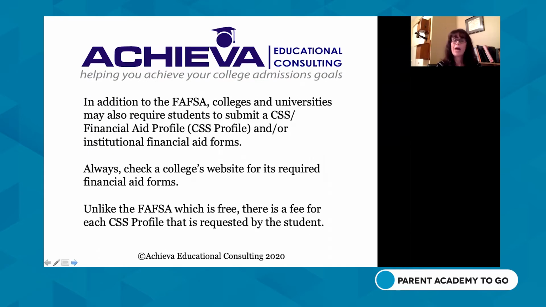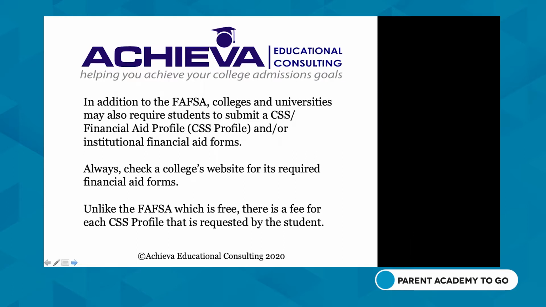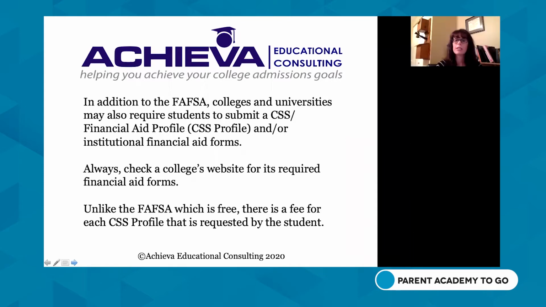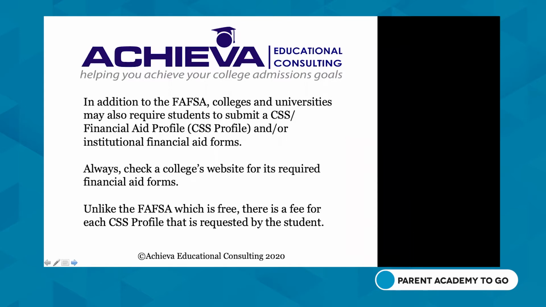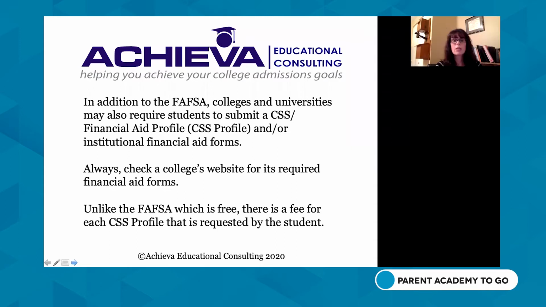In addition to the FAFSA, some colleges and universities also require an additional form, which is called the CSS Profile, the CSS Financial Aid Profile. And/or they may also have institutional financial aid forms. You should always check the college's website for its required financial aid forms. Unlike the FAFSA, which is always free, there is a fee for each CSS Profile that is requested by the student.